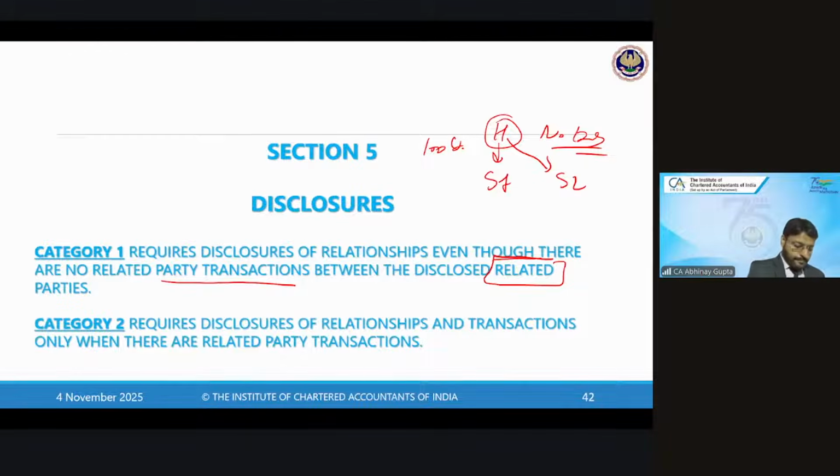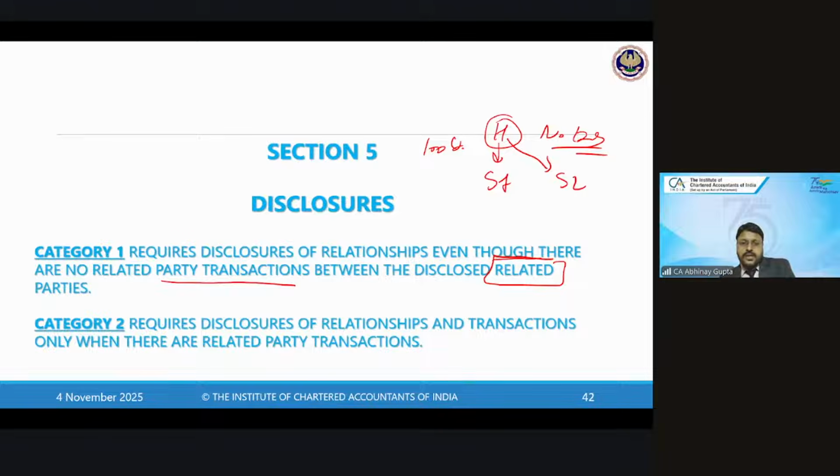What do you think? So both need to be disclosed, sir. Both need to be disclosed. Why? Because these are the related parties of H Limited in the form of subsidiaries, and we want to make users of the financial statements knowledgeable about the structure of the group. So for H Limited, S1 and S2 both are subsidiaries, even if there are no transactions with any of them, or even if there are transactions, it doesn't matter. H Limited has to mandatorily disclose that it has two subsidiaries, S1 and S2, and the nature of the relationship is subsidiary, correct?